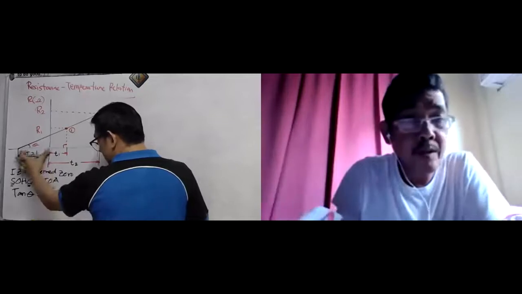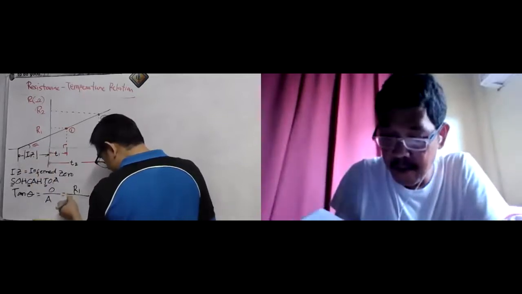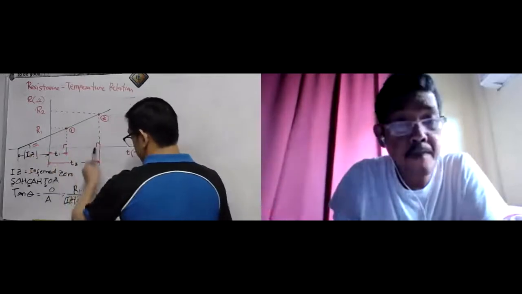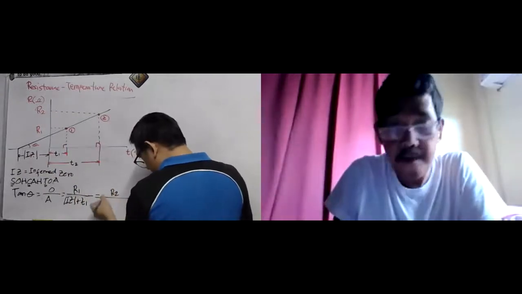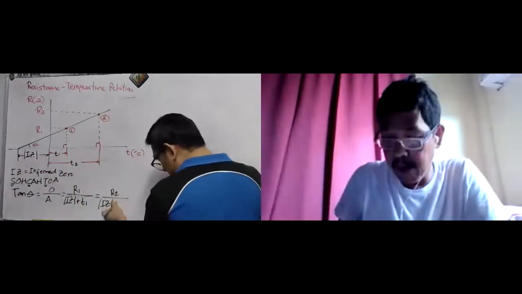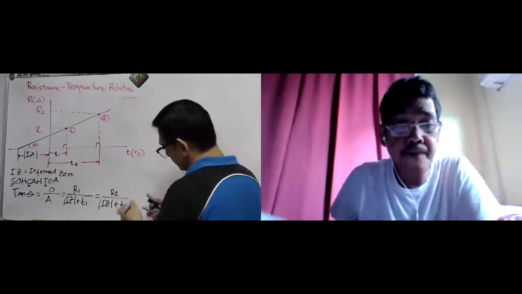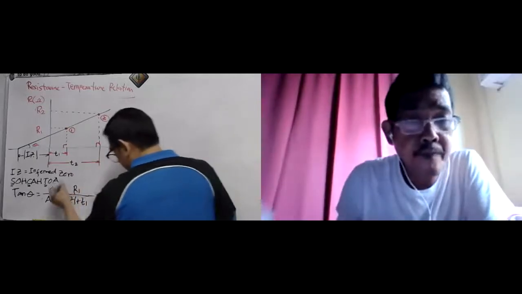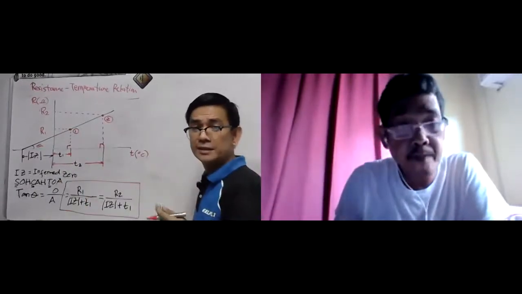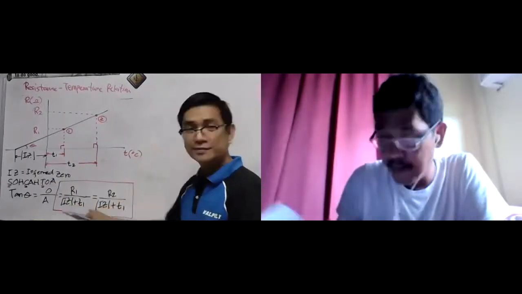The size of this adjacent is the inferred zero plus temperature 1. Let's consider now the bigger triangle: R sub 2 over the magnitude of the inferred zero plus T sub 1, because the inferred zero is basically negative in value here. So that is now our working equation.